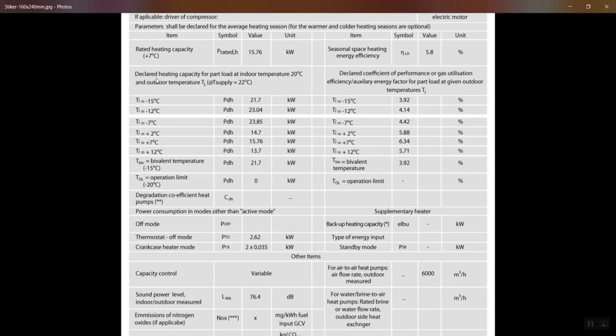Then we go below, and you will see that we need to provide the declared heating capacity for part load at indoor temperature 20 degrees Celsius and different outdoor temperatures. In the original table, the outdoor temperature starts from -7 and goes up to +12. But because our heat pump works very stably at temperatures of -15 degrees, we decided to include 2 additional rows at -12 and -15. So these are additional for this table.